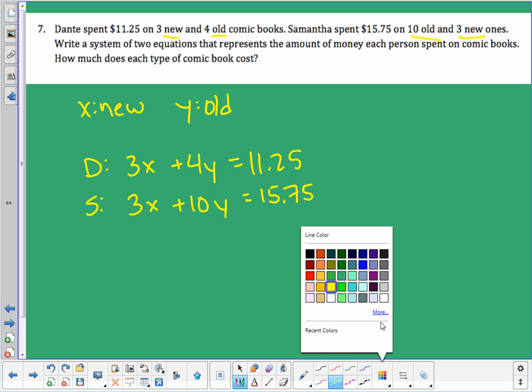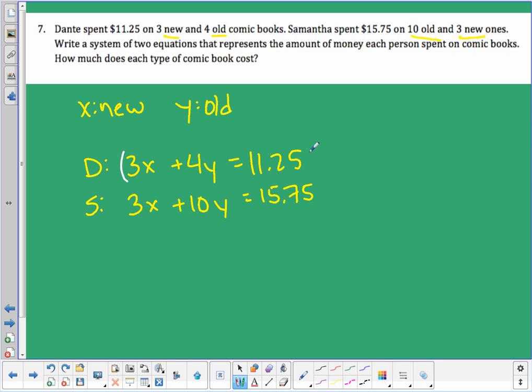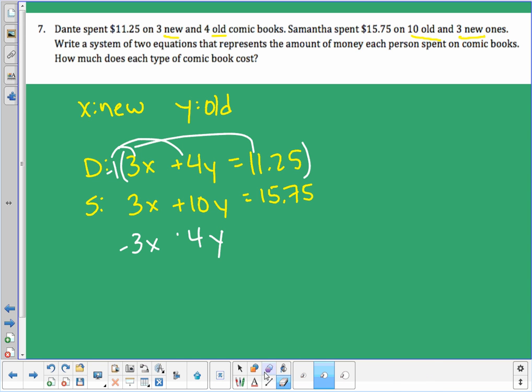So I have x's, y's, constants, equal signs lined up. I need to take this top one and multiply it by a negative 1. You could do the top or the bottom, it doesn't matter. But that's going to give me negative 3's to solve this. So I've got my system, now I'm solving it. So negative 3x minus 4y is equal to negative 1125.